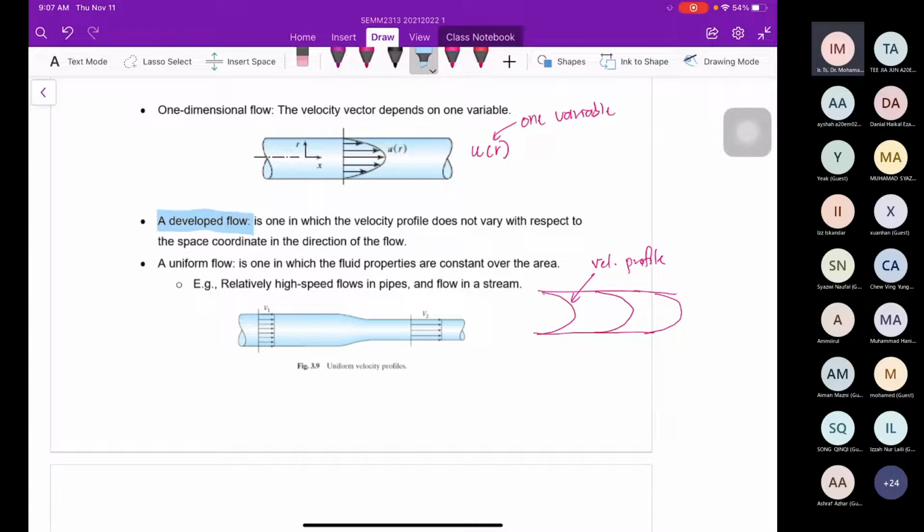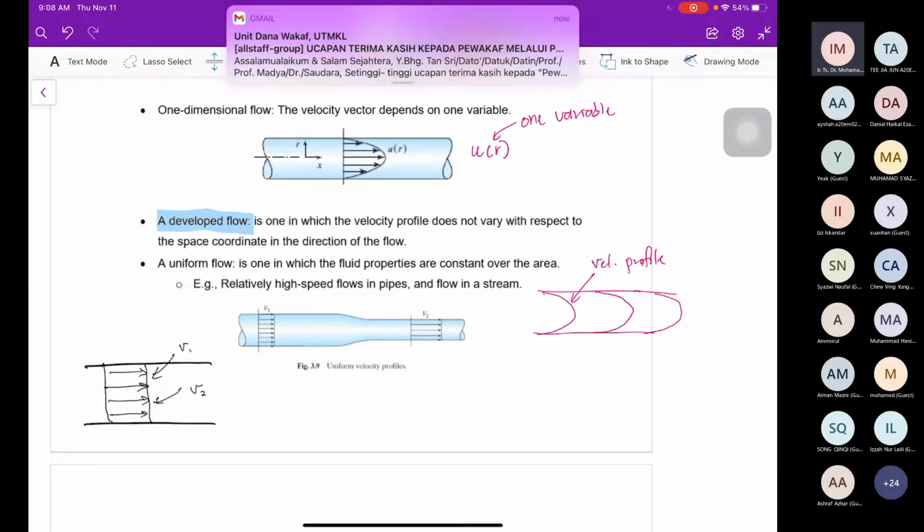A uniform flow is the opposite of the developed flow, in which the fluid properties are constant over the area. So, for example, this is the situation. This is the pipe. We consider it uniform, meaning the velocity profile is the same. That means the speed here, V1, is equal to V2. It is the same throughout the radial direction.